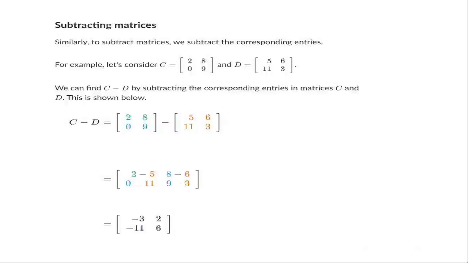When we are subtracting matrices, we simply subtract the corresponding entries. For example, we have matrix C and matrix D. To subtract D from C, that is C minus D, we say 2 minus 5, 8 minus 6, 0 minus 11, 9 minus 3, as the process shown below, and our final answer will be negative 3, 2, negative 11, 6. That is how we subtract matrices.